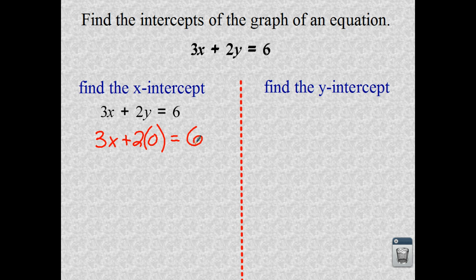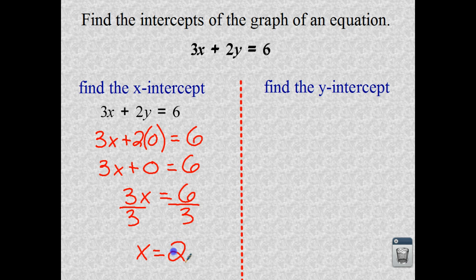And since I've eliminated the y value by plugging in a 0, I'm going to be solving for the x coordinate. So we have 3x plus 0, because 2 times 0 is 0, equal to 6. In a simpler form, I have 3x equaling 6. Inverse operations like we've been working on. Divide both sides by 3, so x is equal to 2.